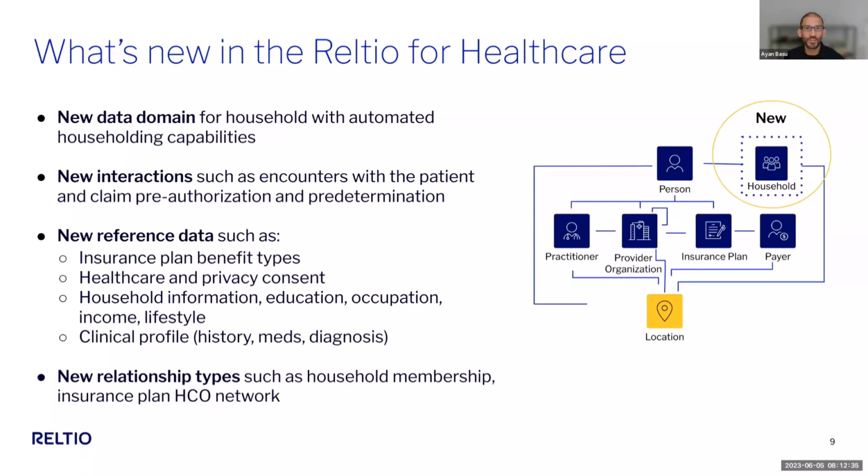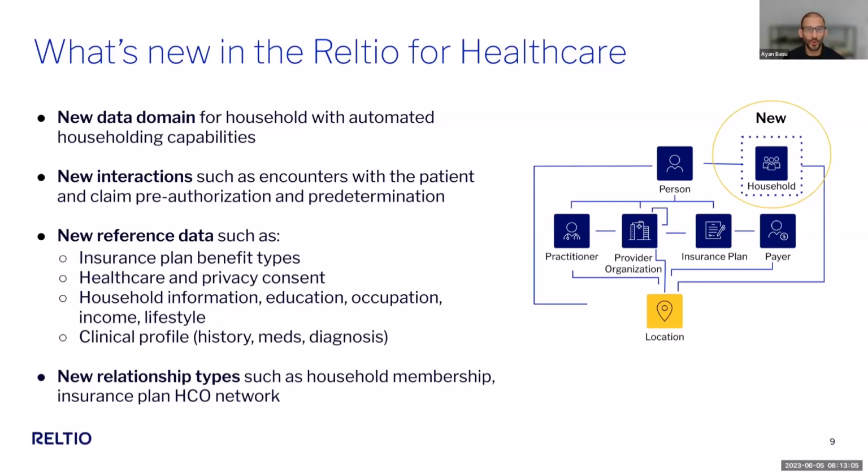And then on the reference data side, we've added a lot of new types of reference data. So we added a set of insurance plan benefits. We've also added healthcare privacy consent. And then we've added a ton of new attributes around the social determinants of health, things that actually impact health on a day-to-day basis, like household, education, occupation, income, lifestyle, and a set of other attributes.